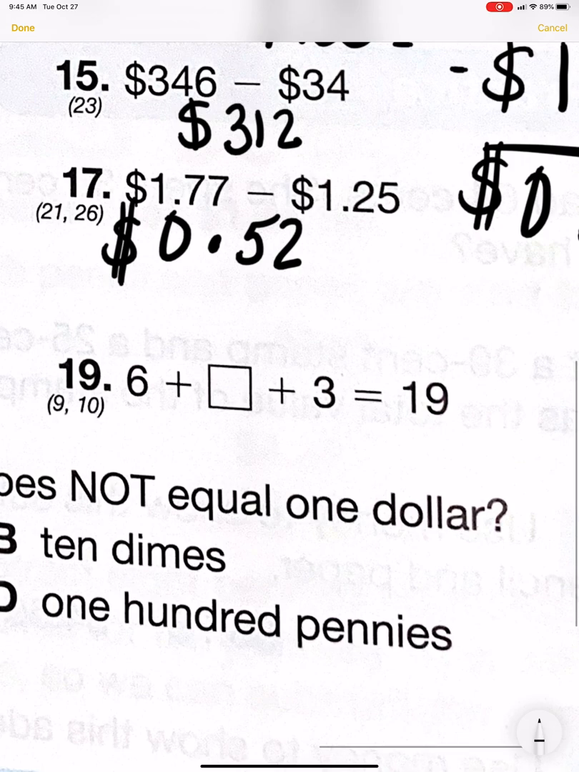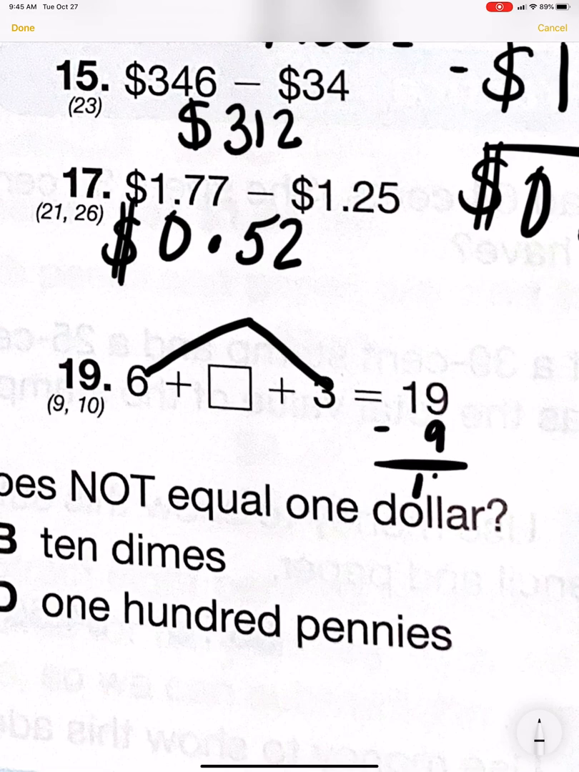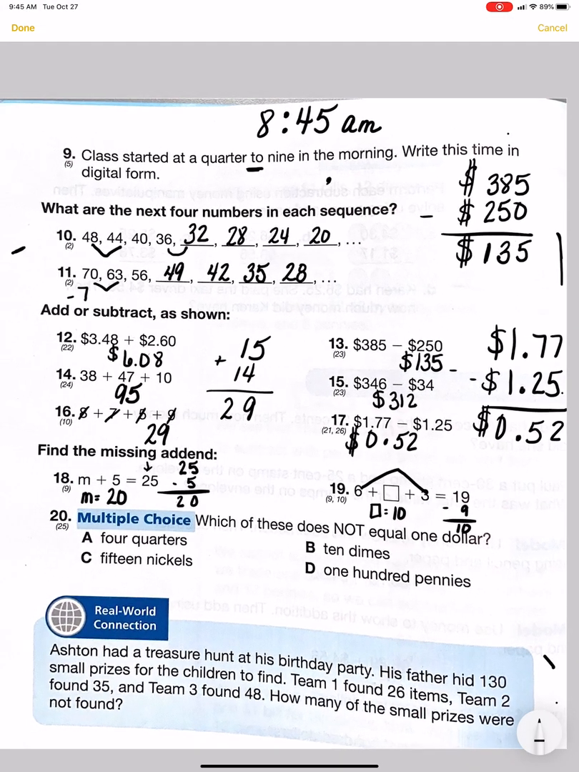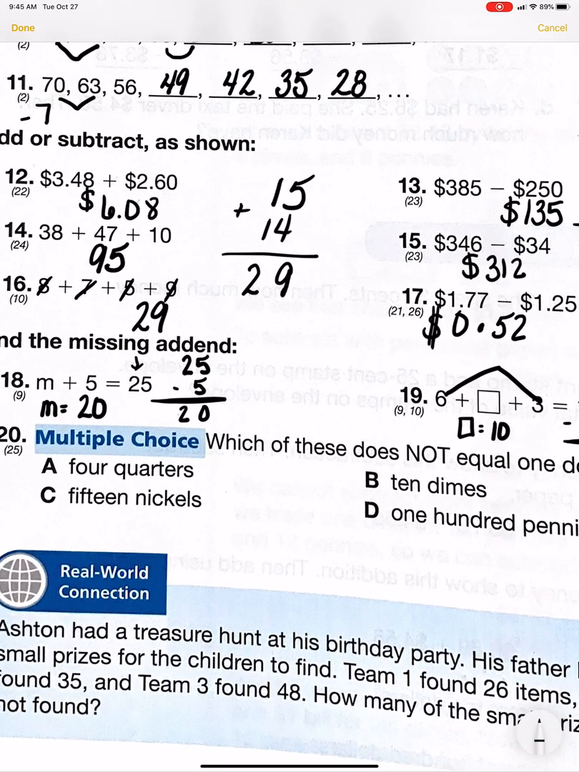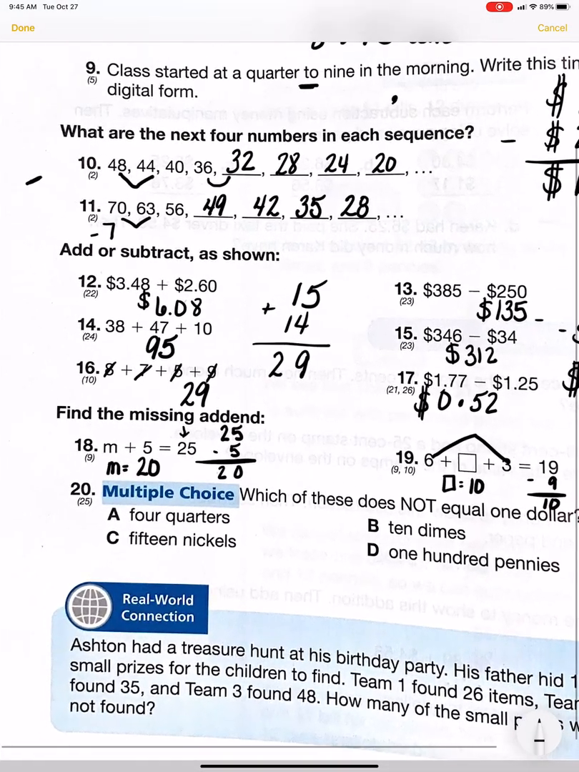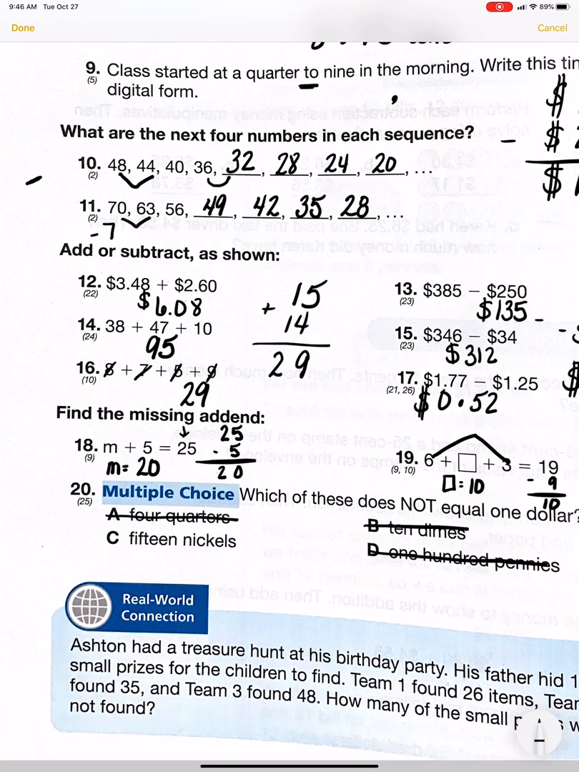This is a two-step problem on number 19. You need to add these two and then subtract. So those two equal 9, and then we get 10, so this equals 10. And finally on number 20, which does not equal $1. 10 dimes does, 100 pennies does, 4 quarters does, so it is C.